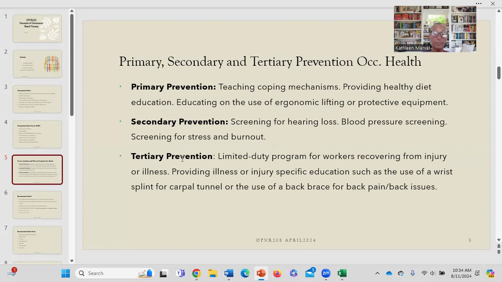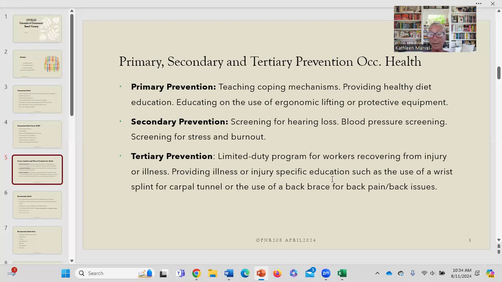And tertiary would mean that something has happened. There's been an injury, an accident, and as we talked about, the occupational health nurse would need to look at limited duty programs for employees returning to work. Let's say you have employees that have chronic illnesses. Maybe they're providing illness or injury specific education.